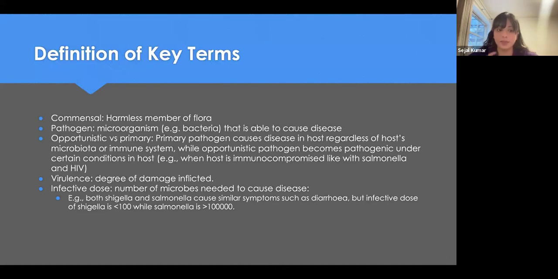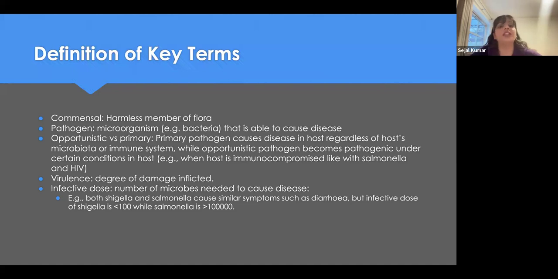Just some simple things that could come up in the multiple choice questions that you should be able to answer quite quickly. So a commensal is just a harmless member of the flora, so that's like the gut microbiota. A pathogen is a microorganism that's able to cause disease.